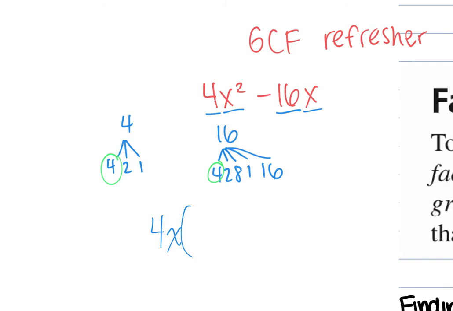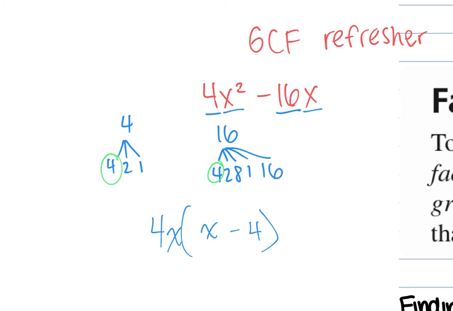So you're factoring out 4x, so this first term becomes an x, and this second term becomes a minus 4. Now, let me walk you through how I got that, okay? Once we figured out that this was 4, and we pulled out an x because x was the smaller of the two variables, we pull out a 4x.